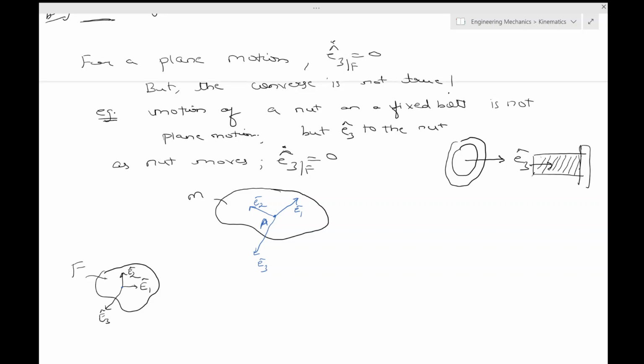This is point O. Okay, so for a case like this, you can show it, not exactly like this, let's not call it a nut, but let's see the motion of a screw. How does the screw look?